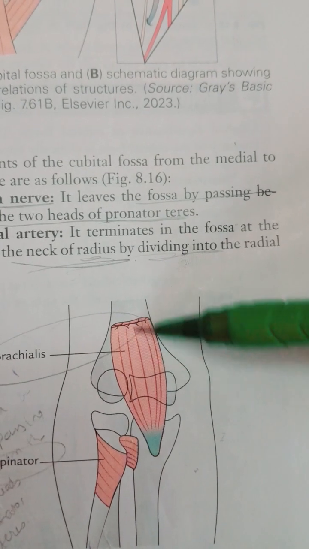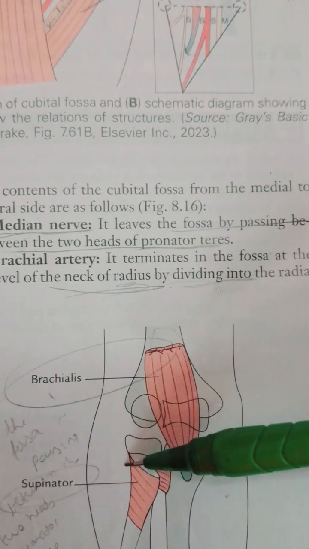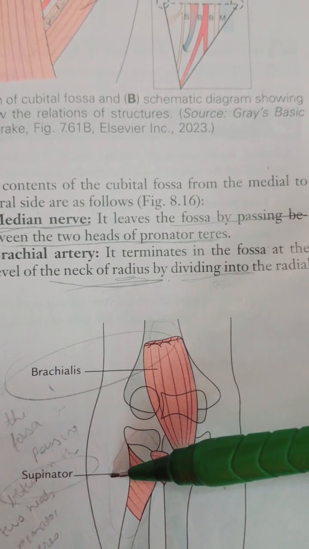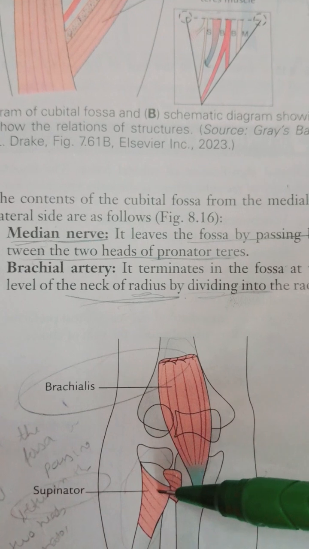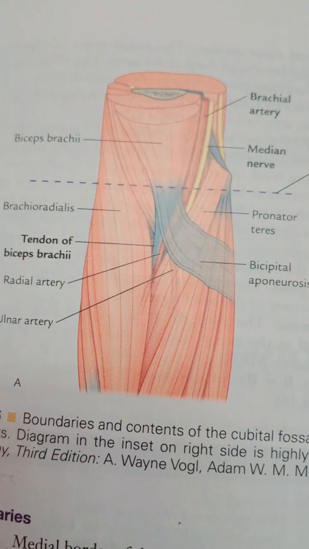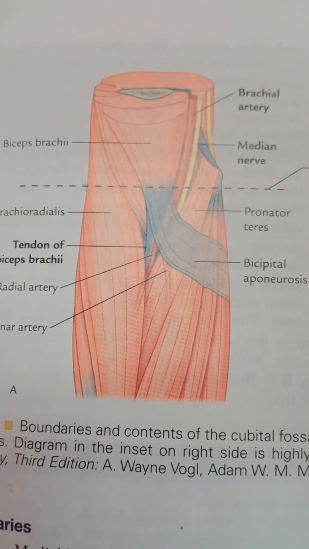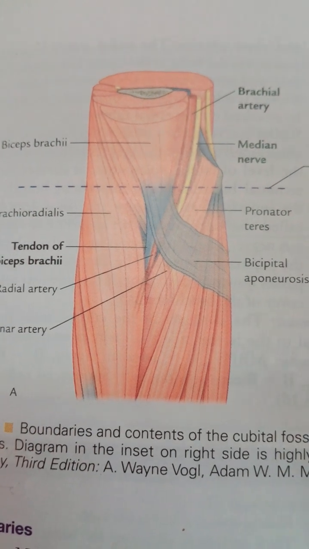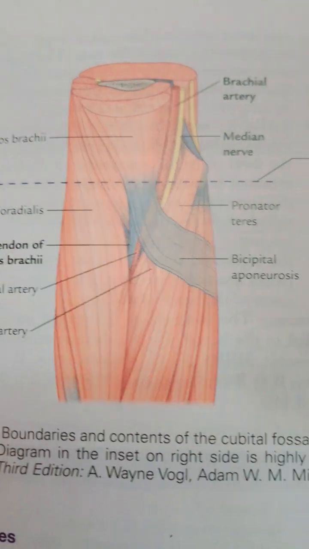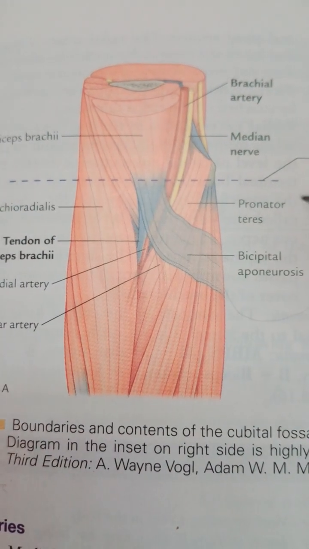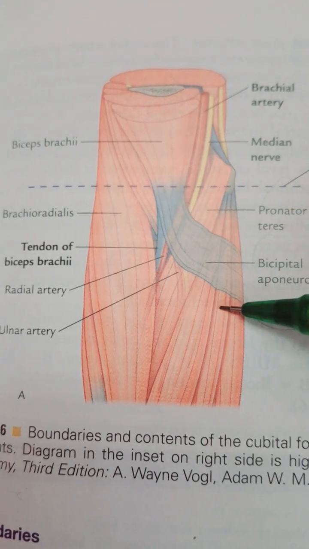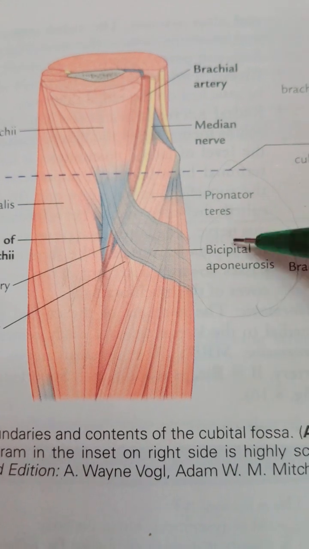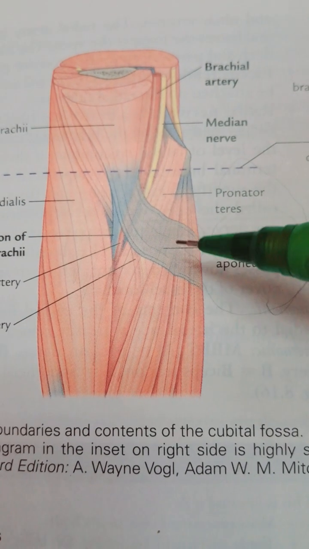Floor. The floor is formed by brachialis in the upper part and the supinator in the lower part. And the roof is formed by the deep fascia of the forearm, reinforced on the medial side by the bicipital aponeurosis.